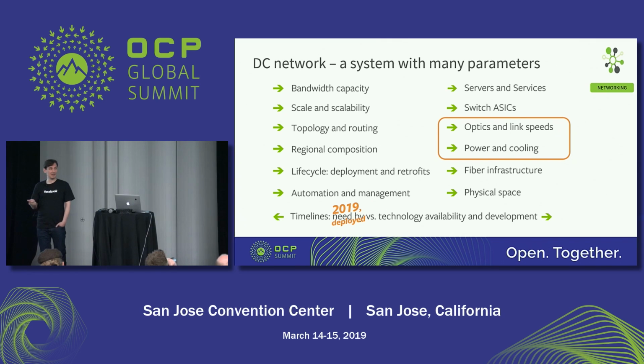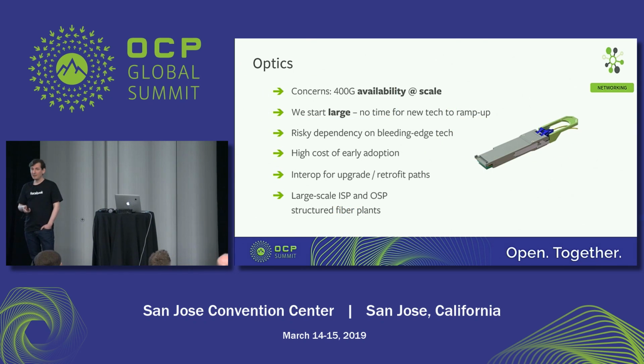The main considerations that influence the design are optics and link speeds, as well as power and cooling. And the main network goals were bandwidth capacity and scalability. Let's talk about the constraints a little bit. One of them is optics. One way to achieve our desired 4x increase of the capacity would have been to go to 400 gig links in the fabric.